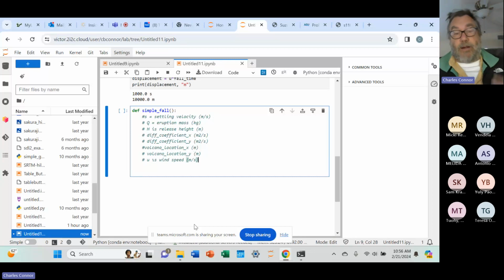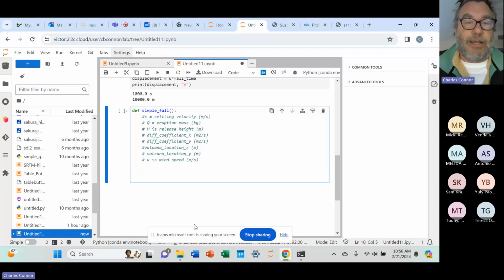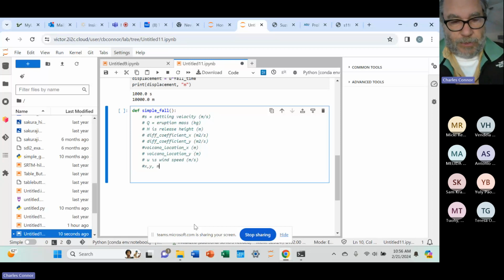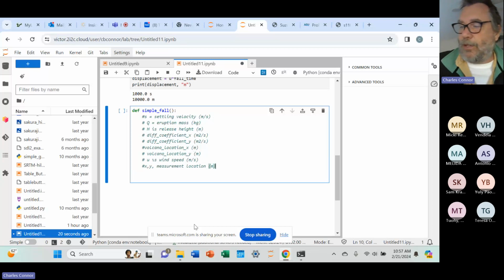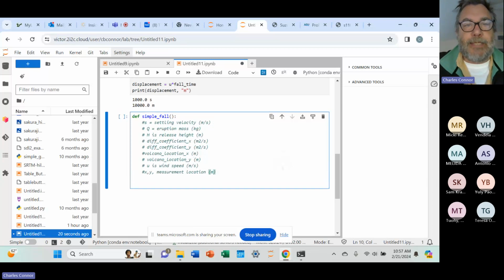I also need to know where it's going to fall. I need the coordinates for the location where the measurement is being made. So I'm going to have X and Y as the measurement location. And those units are meters as well. Okay, so that's sort of giving me a clue about how I'm going to implement this thing.